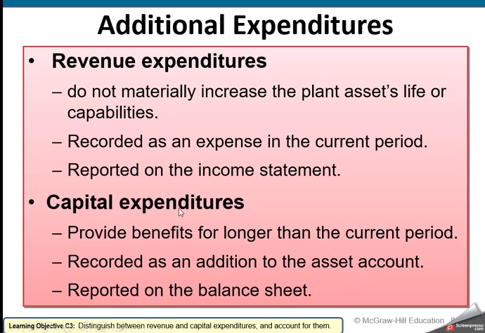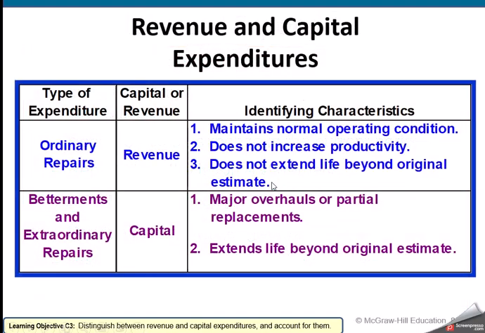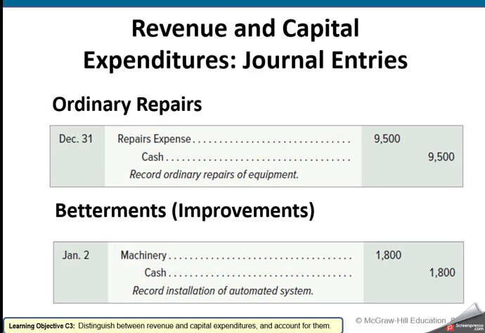If we decide, okay, we have put a ton of money into this plant, but all it is is repairs and maintenance, then we've got to charge that off as expense. They call that a revenue expenditure. It's going to go into an expense category and be reported on our income statement. So ordinary repairs are a revenue expense, and they are just bringing it up to what the condition should be. If we have an extraordinary expense or repair, like a major overhaul, it's going to extend the life of that asset. Those we can consider capitalizing, or putting to the equipment value itself.